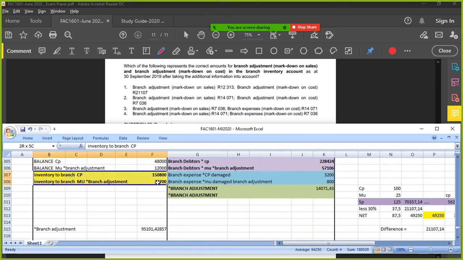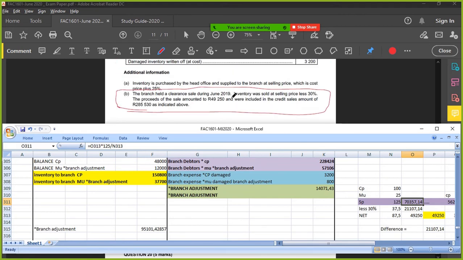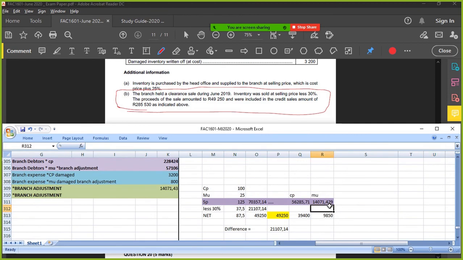Okay, when inventory came into the branch, do you agree the inventory would have come into the branch at what price? At 70,300 357. Do you agree? Yes. Okay, when you sold the stock, the stock was sold at 49,250. Okay, that was that figure. This figure is short. It's missing the 21. The discount is the 21,170. Do you see that? Yes. Okay, so the 21 minus the 14 gives you the 7.